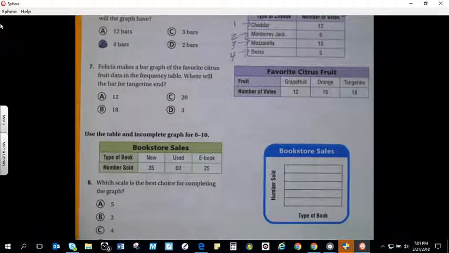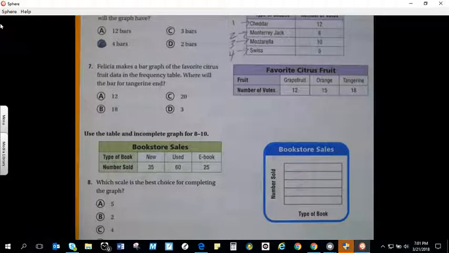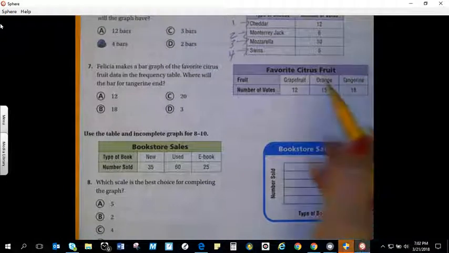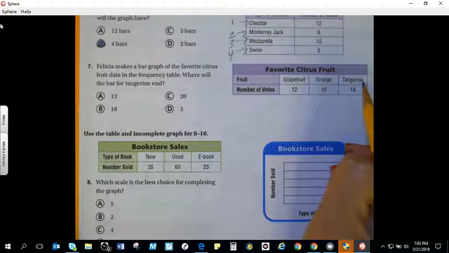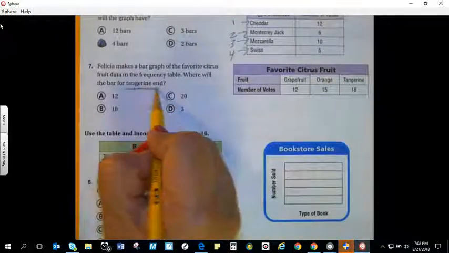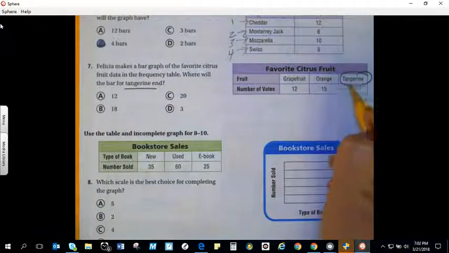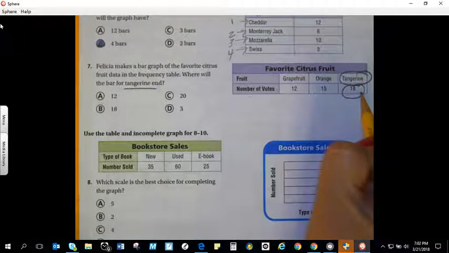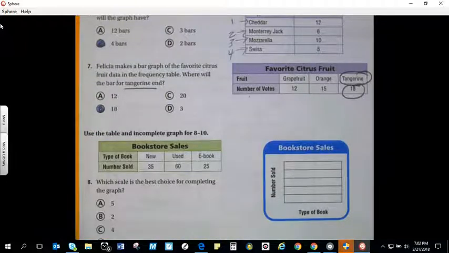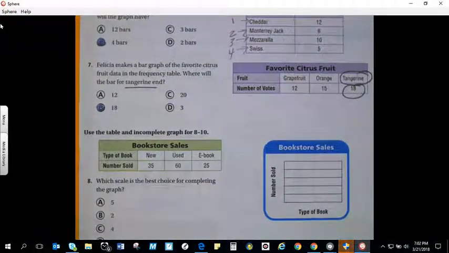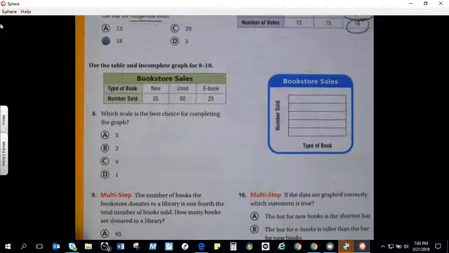Felicia makes a bar graph of the favorite citrus fruit data in the frequency table. Where will the bar for the tangerine end? Okay, so here's the table. If I made a bar graph, here's the fruit, grapefruit, orange, tangerine. It's asking me about the tangerine. I'm going to go to the tangerine, and it's going to end on the number of votes. It's going to end on 18. Okay, so all you're doing is reading this one here, analyzing, and this is what we've done. Okay, use the table and then complete graph for 8 to 10.